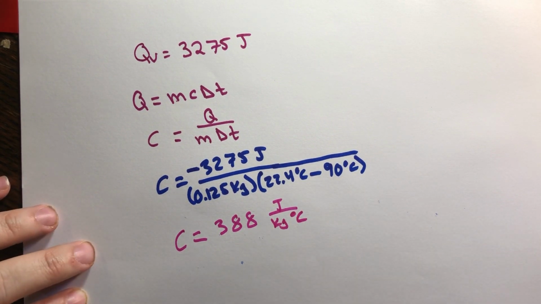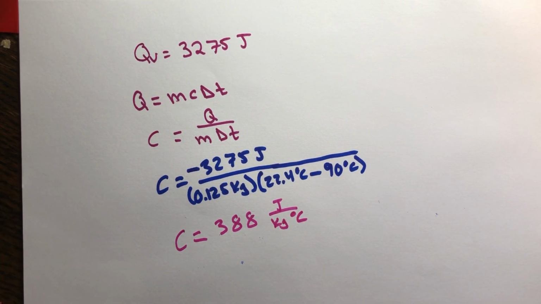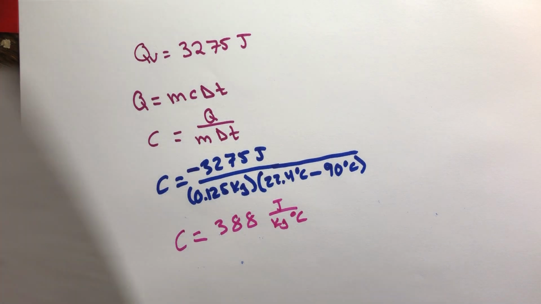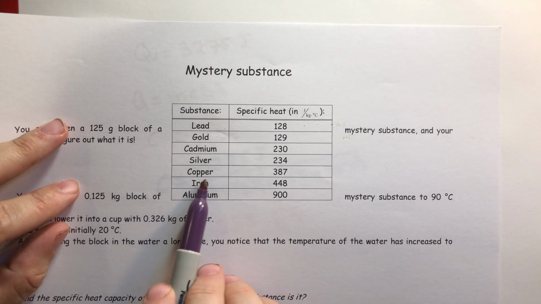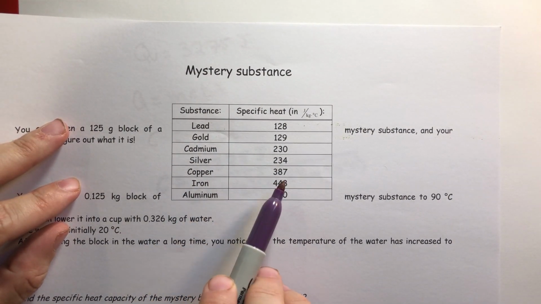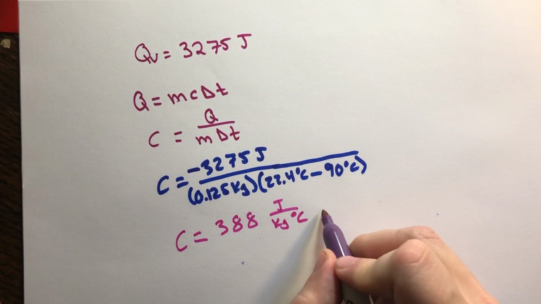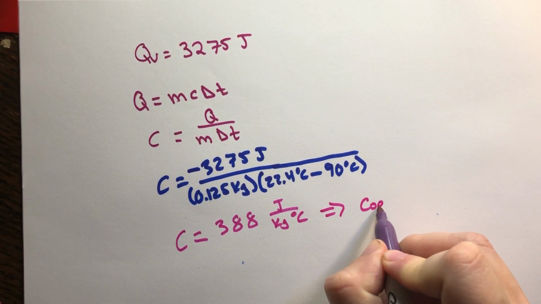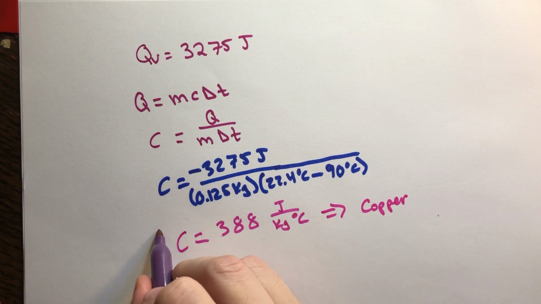So our units make sense, which if we compare that to our table, which I will bring back on here, about 388 is really close to copper, right? 387, 388. So it's most likely copper is our mystery material.